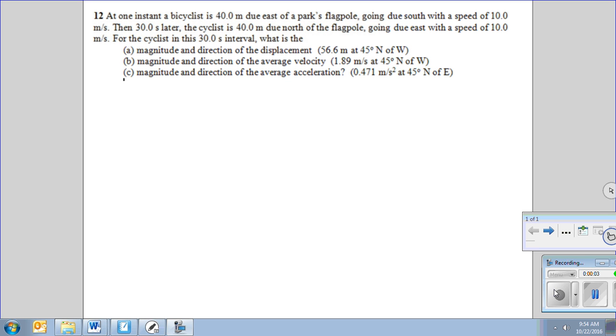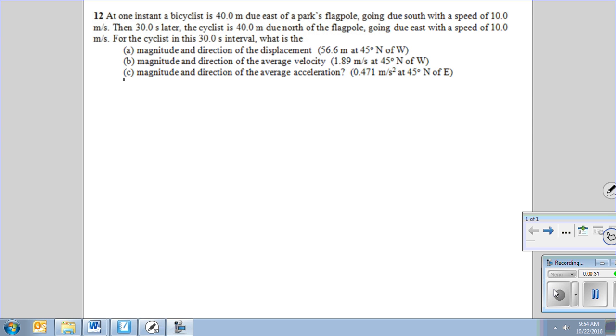All right, this is problem number 12 from chapter 4 of the Halliday and Resnick book. So here we go. It says, at one instant, a bicyclist is 40 meters due east of a park's flagpole, going due south with the speed of 10 meters a second. Then, 30 seconds later, the cyclist is 40 meters due north of the flagpole, going due east with a speed of 10 meters a second. And then we've got to find out some stuff about what's going on here with the cyclist.